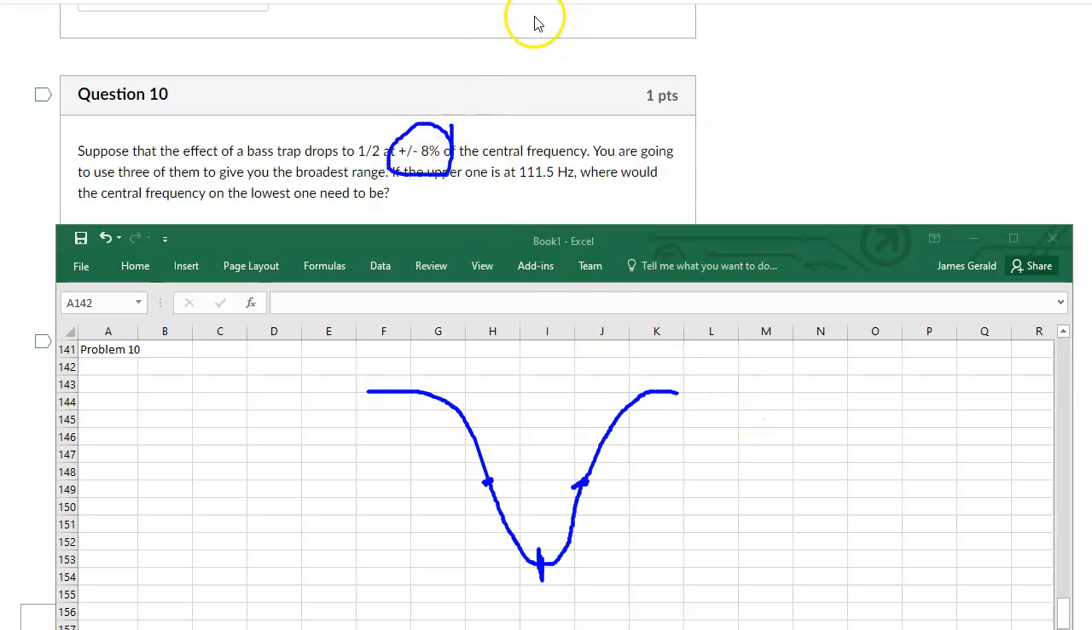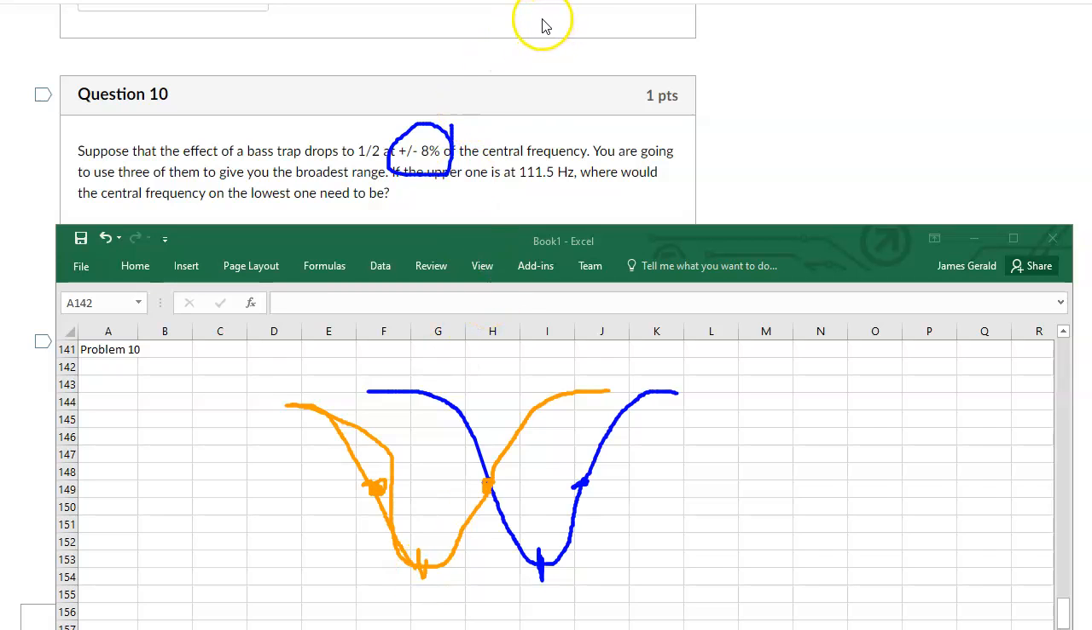And we want another base trap. This is an orange base trap. We want another base trap that crosses over right there, right? And so we got another frequency. And again, I wish I'd drawn that better. Ooh, okay, we'll call that better, right? Plus or minus 8% from here.